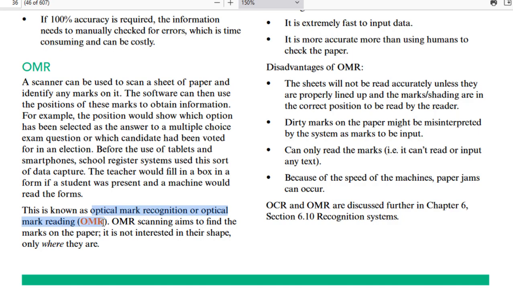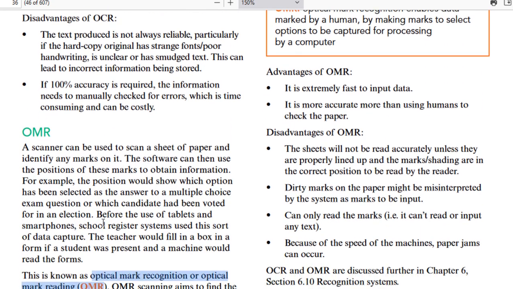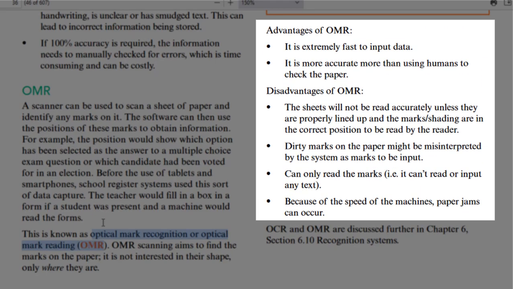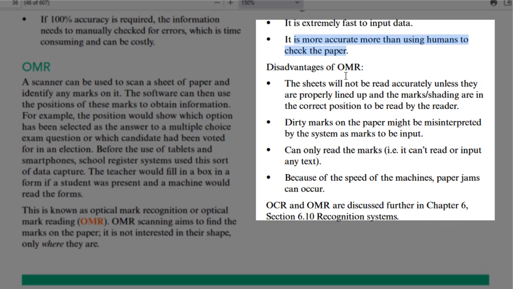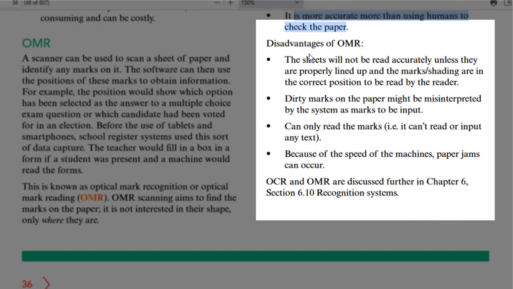Let's go straight to the advantages of OMR. It is extremely fast to input data. Fast, and it's more accurate than using humans to check the papers. I think more accurate and less expensive, right?